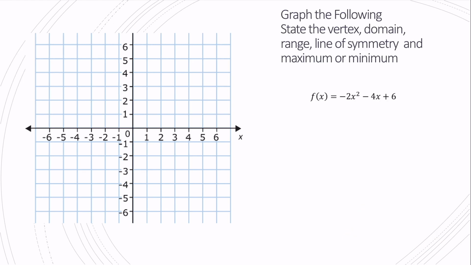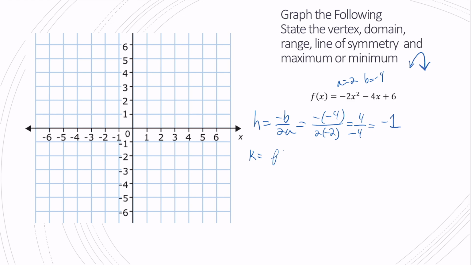Let's try this again. I have to find my vertex. I know that this parabola is going to open down because my a is negative, so a is negative 2, b is negative 4. h is negative b over 2a, so I get negative negative 4 over 2 times negative 2. 4 over negative 4 is negative 1. My k is f of negative 1. So I have negative 2 times negative 1 squared minus 4 times negative 1 plus 6. That gives me negative 2 plus 4 plus 6. My answer is going to be 8. And of course, my graph is cut off, so we'll extend it. We'll let this be 8.